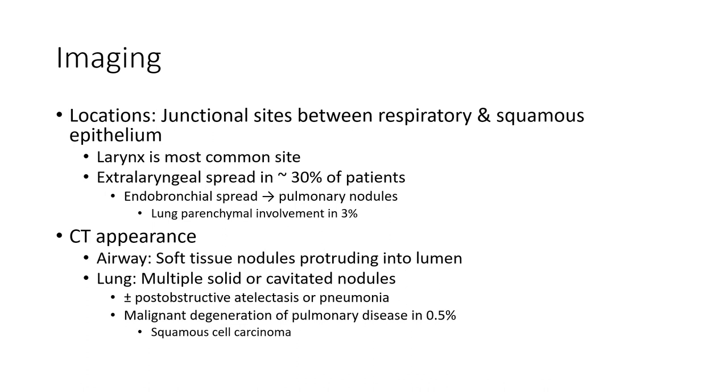Imaging location: junctional site between respiratory and squamous epithelium. Larynx is the most common site, extralaryngeal spread in about 30% of patients, endobronchial spread to pulmonary nodules, lung parenchyma involvement in 3%. CT: airway soft tissue nodule protruding into lumen, lung multiple solid or cavitated nodules plus or minus post-obstructive atelectasis or pneumonia. Malignant degeneration of pulmonary disease in 0.5%, squamous cell subtype.